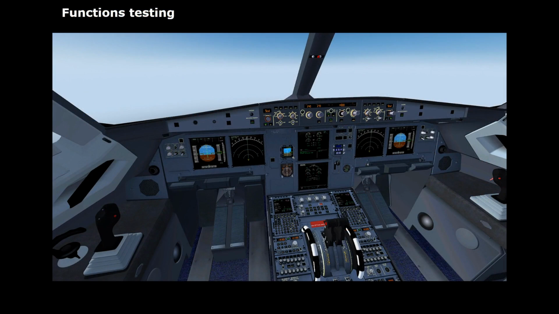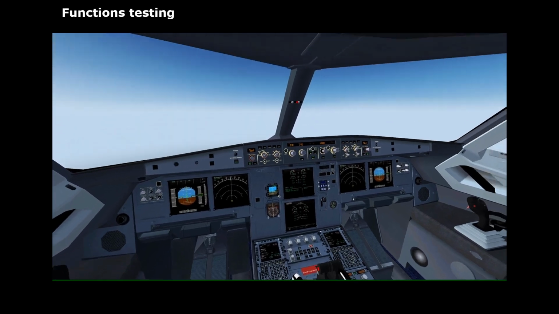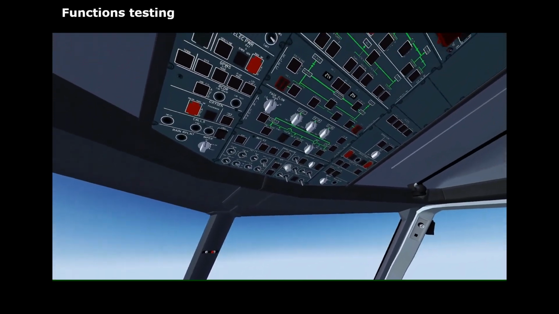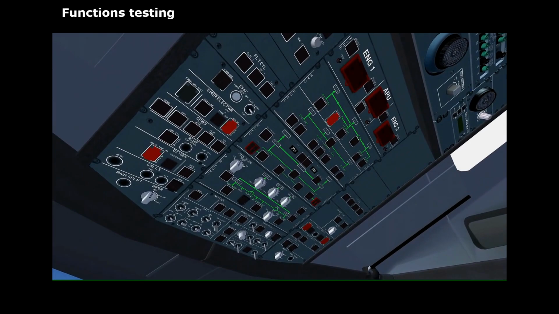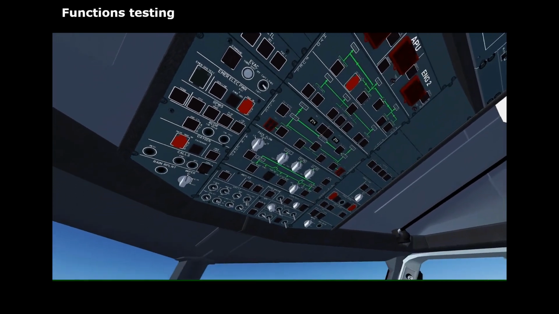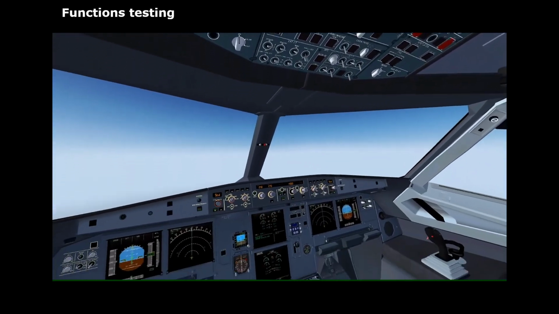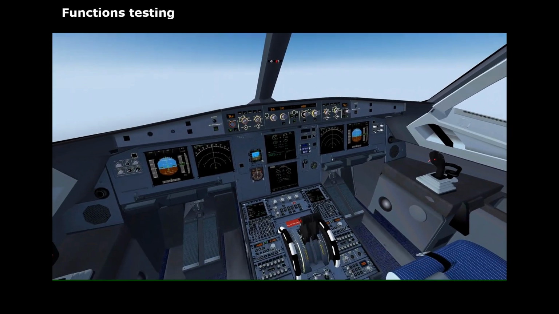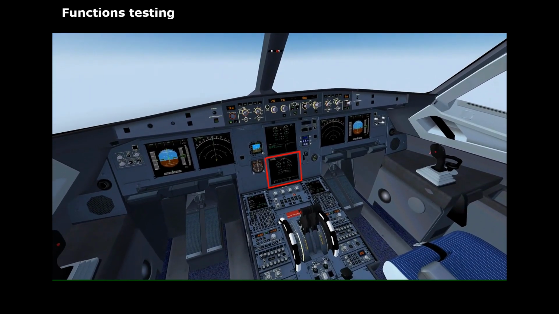Let's look at an example of functions testing. We will use this computer simulation of an Airbus A320. In this example, we are testing for a hydraulic leak. We start by checking the cockpit for any active cautions or warnings. We then review the overhead panel, noting that there are no lights on the push buttons, indicating that the systems are functioning normally. In this aircraft type, system synoptics and status information are displayed on the lower display. Let's focus on this display.